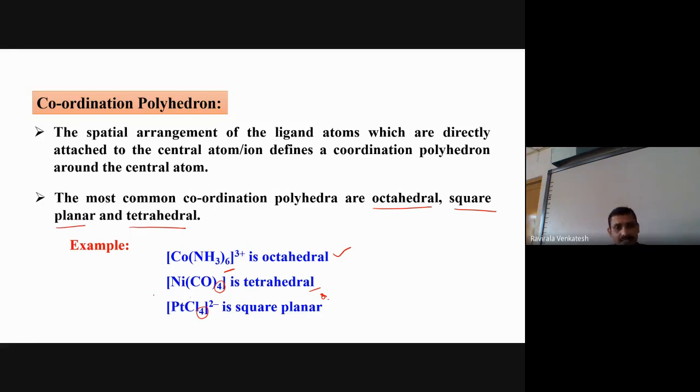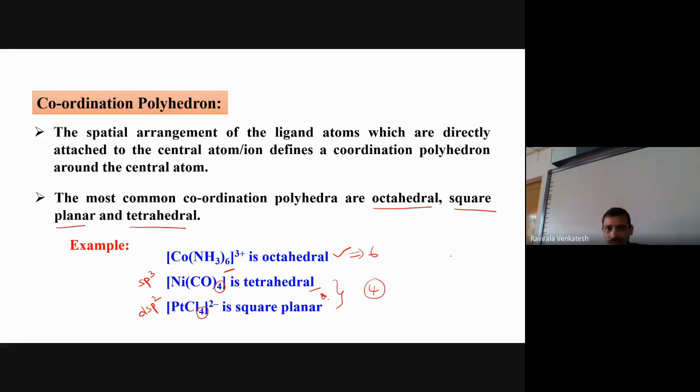In VBT theory, it will explain everything. I will explain: because it has sp3 hybridization, it will have tetrahedral shape, and dsp2 always will have square planar. But what I mean to say is, when you have coordination number 6, you will have octahedral. When you have coordination number equal to 4, you can get tetrahedral shape.